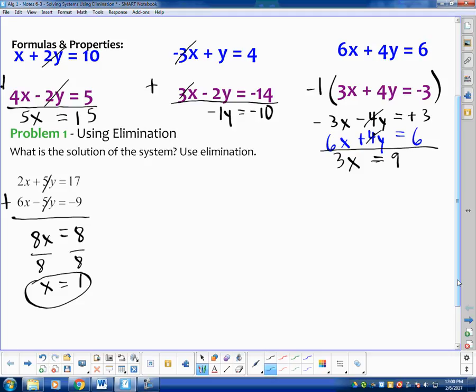So now, if x equals 1, am I done? No, you have to plug it in. So find the rest of the solution. Plug 1 into one of these two equations. It's your choice. I'm going to plug it into the top one here. Let me just write it down. And then I'm going to put 1 in right here. So it's 2 times 1 plus 5y equals 17.